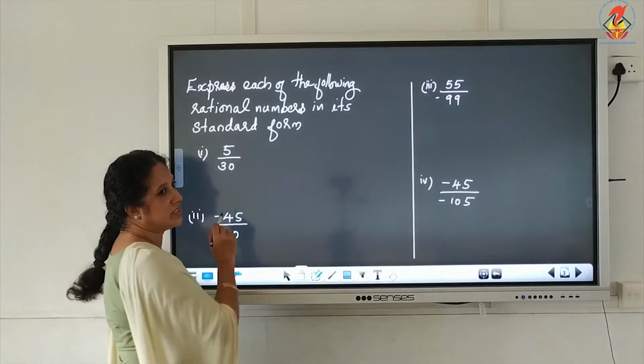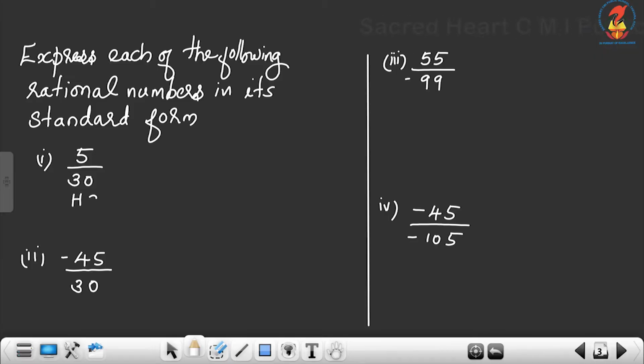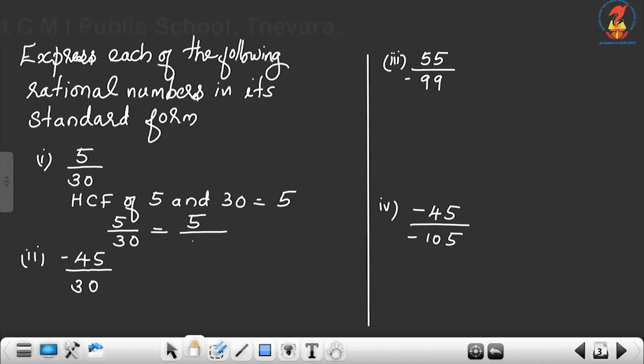For 5 and 30, which is the highest common factor? 5. The HCF of 5 and 30 is 5. So we can divide both numerator and denominator by 5. So 5 by 30: the numerator divided by 5 and the denominator also divided by 5, and we get 1 by 6. So the standard form of 5 by 30 is 1 by 6.